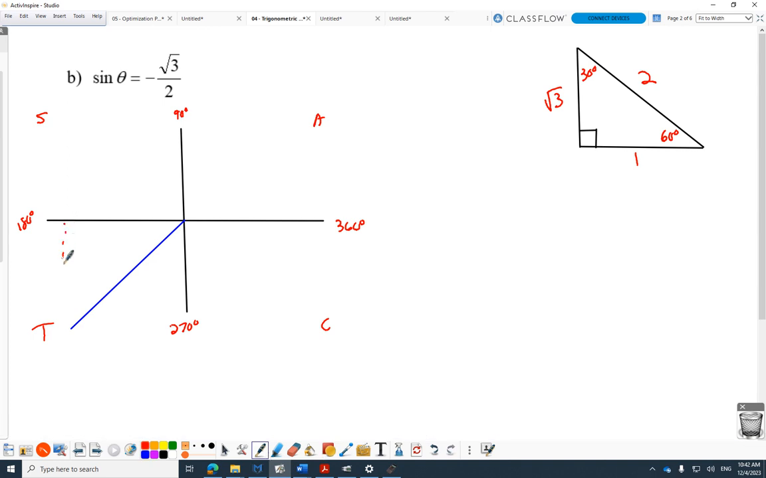Now, put the sides in the triangle. The opposite of what we did on Friday. On Friday we had the angle, we put the sides on. Now we've got the sides. Opposite over hypotenuse, or y over r. Either way, you can think of it either way. So the opposite is root 3, and the hypotenuse is 2.